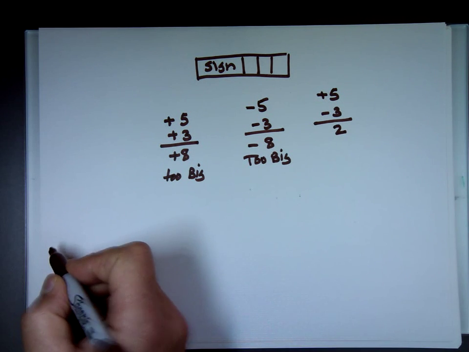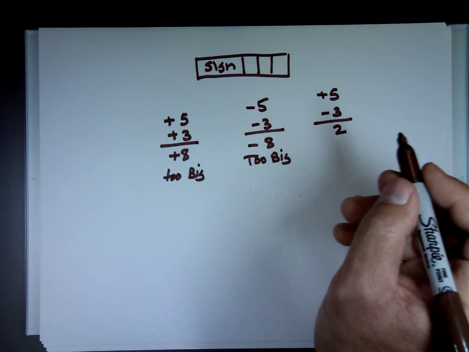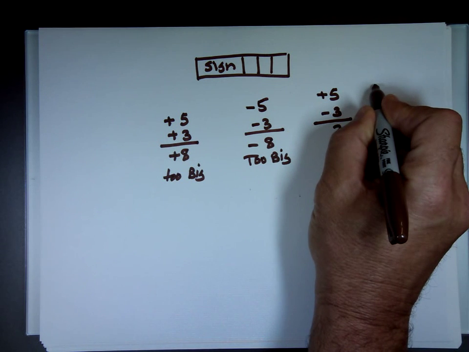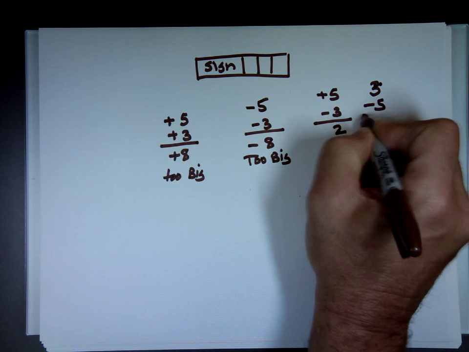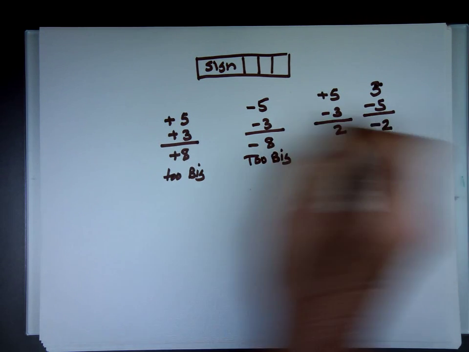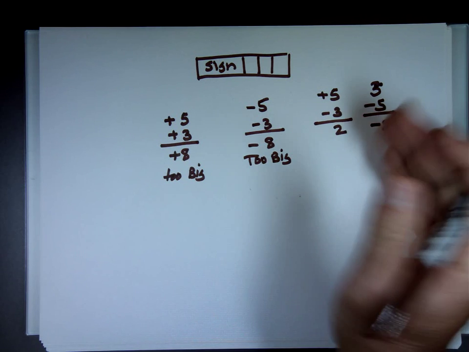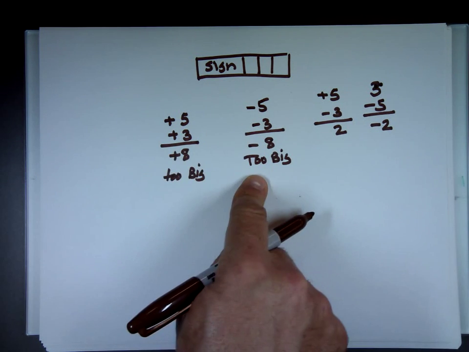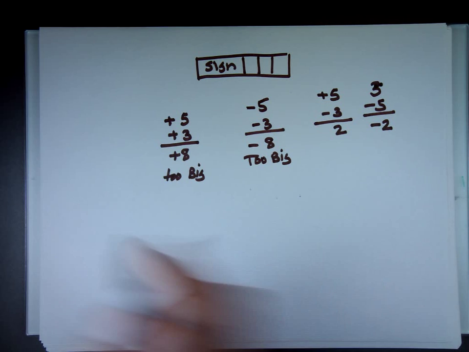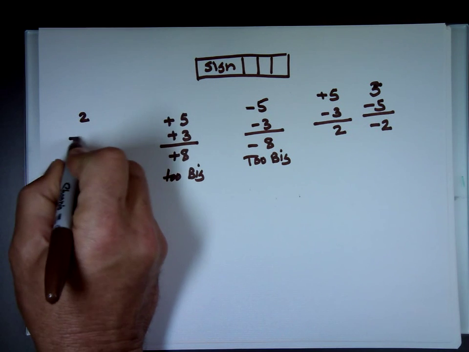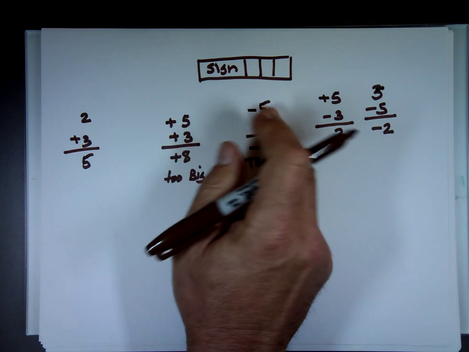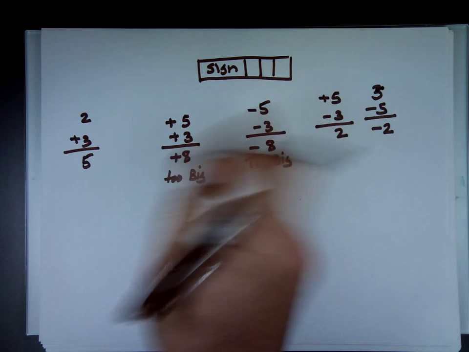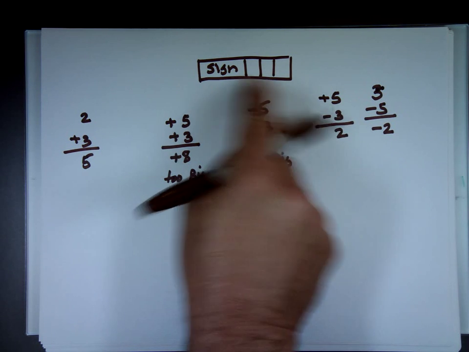Or if you have, let's say, 3 minus 5. What's the answer? Negative 2. I'm okay. So the only time I'm going to have a problem is when both signs are the same. I could have a problem. It's not always the case, because if it's 2 and 3, they're both positive. What's 2 plus 3? 5. Is that number too big? No. The only time it will be too big is if you exceed the size, in this case 7.